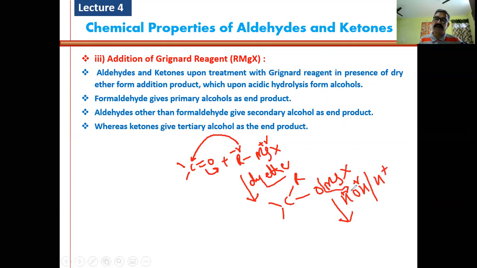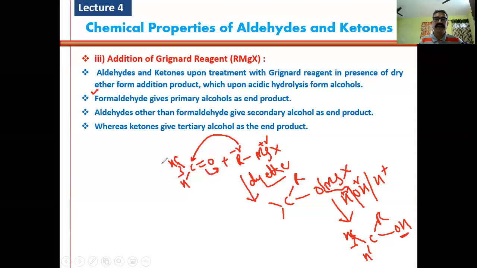O negative will take up H positive. And what do we get? The final product is alcohol. If we use formaldehyde, अगर हम formaldehyde का इस्तेमाल करेंगे, we get primary alcohol. If we use acetaldehyde, aldehyde other than formaldehyde, say acetaldehyde, then we get secondary alcohol. And if we use ketone, then we get tertiary. अब हमें क्या मिलेगा? Tertiary.